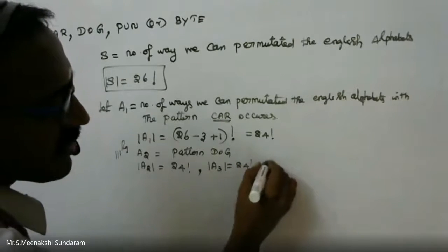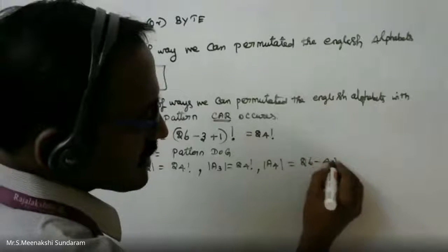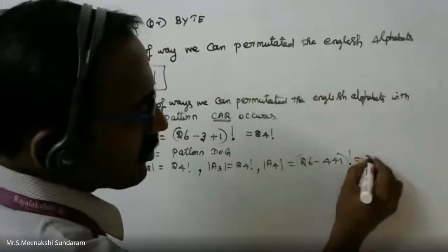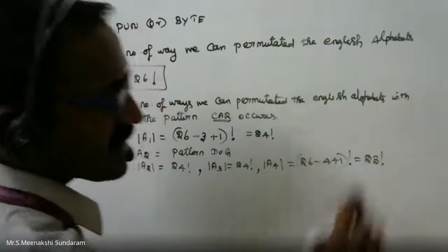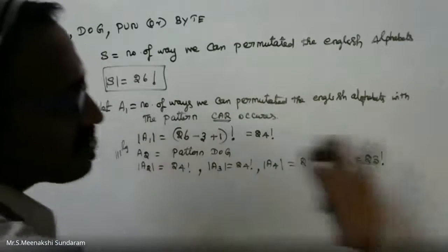What about the modulus of A4? That is a 4-letter word, so 26 minus 4 plus 1 character. So that is equal to 23 factorial ways. So we are using inclusion exclusion. First, individually we find these out.